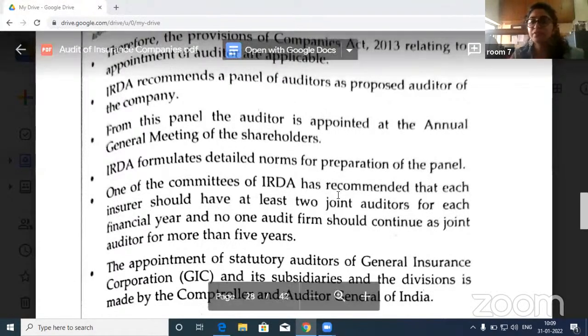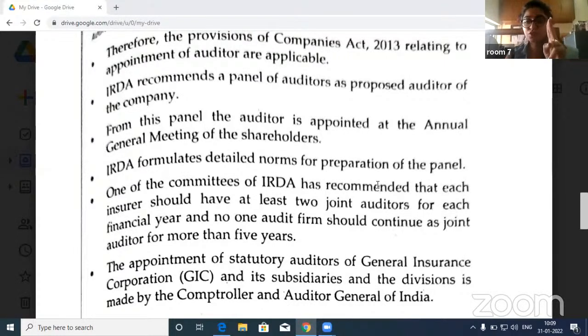So one of the committees of IRDA recommended that there should be 2 joint auditors in a company for at least 1 financial year.